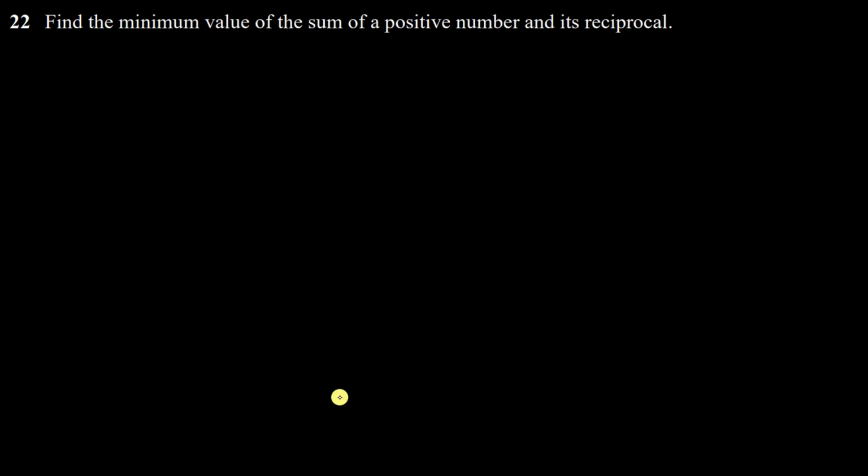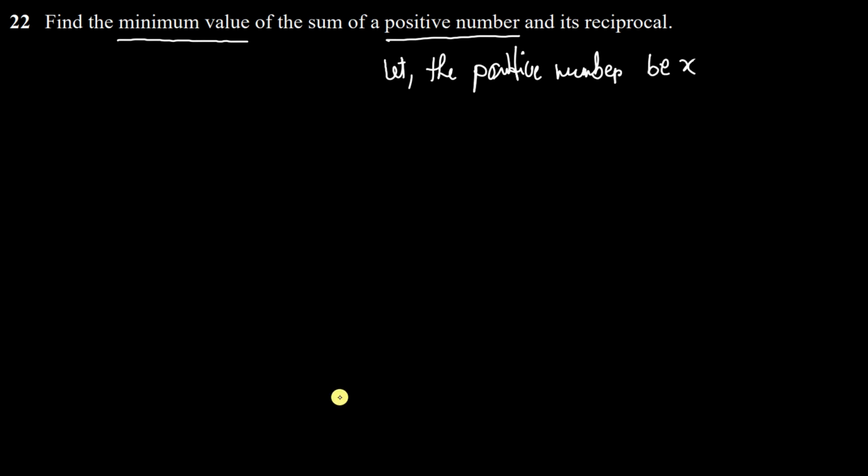So here in this question, the minimum value of the sum of a positive number. Let me consider the positive number to be x. So definitely its reciprocal is 1 by x. The question is the minimum value of the sum. So what is your sum expression? The sum we can write as x plus 1 by x.